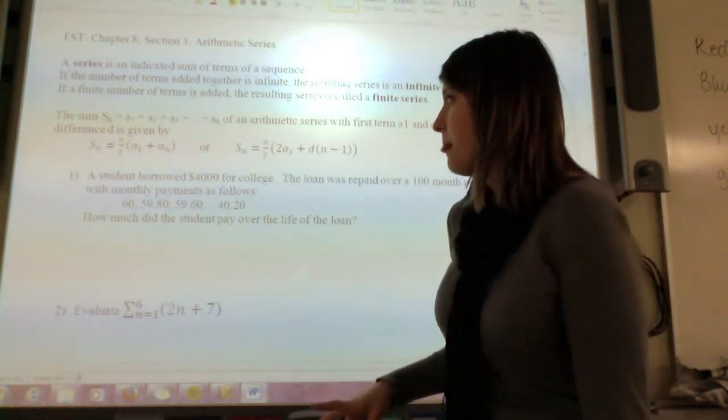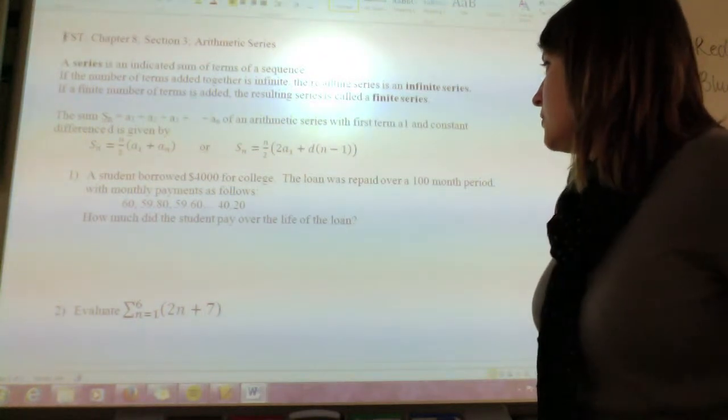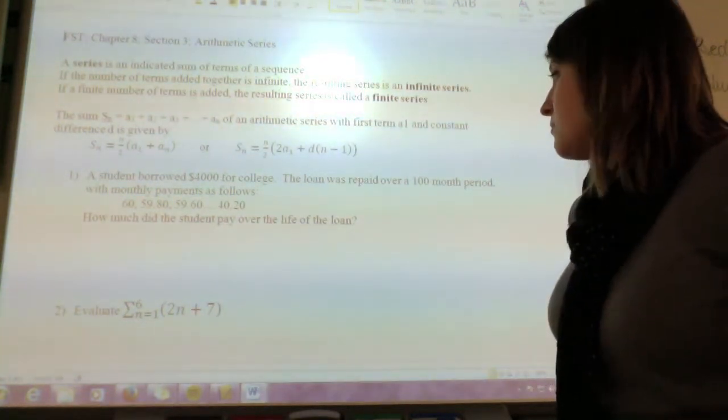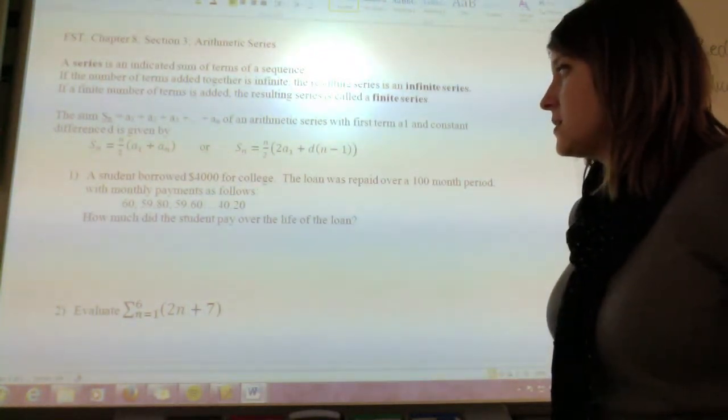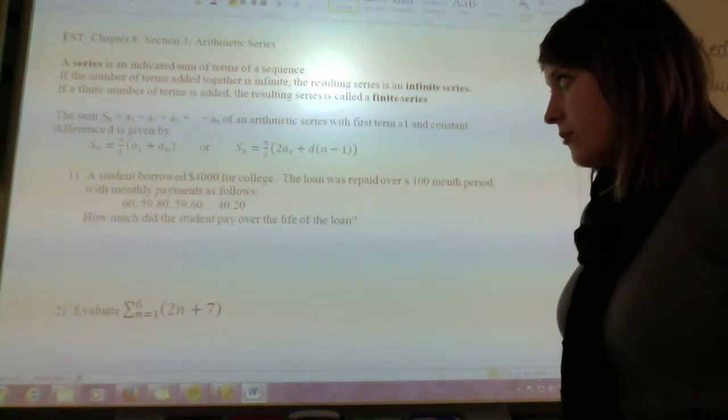So let's do some problems using these formulas just so we can get an idea of how to use them. Number 1 says a student borrowed $4,000 for college. The loan was repaid over a 100-month period with monthly payments as follows. How much did the student pay over the life of the loan?